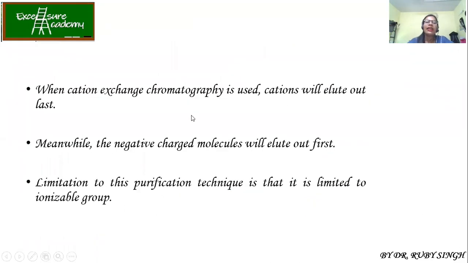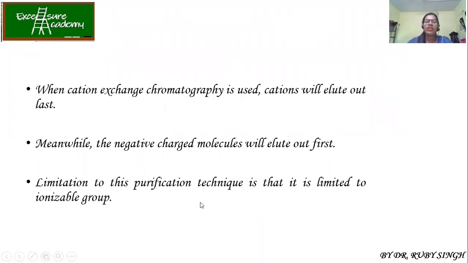So when cation exchange chromatography is used, cations will elute out last, right? Because you have a negatively charged support and a positively charged protein. So the more positively charged the protein, the later it will come. If it has less positive charge, it will come earlier. And if it is a negatively charged protein, it will come first, because the negative will not find any attraction and will elute out first. Same thing, the negatively charged molecules will elute out first.